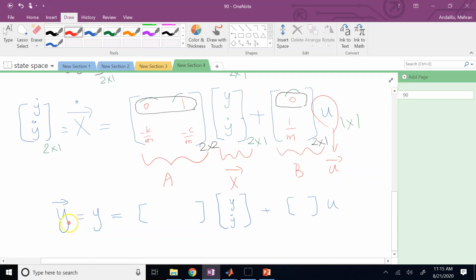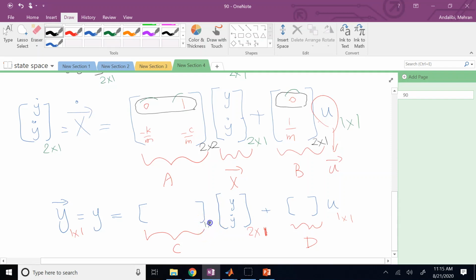Where here, the output is just a 1 by 1, the input is a 1 by 1, and this guy is a 2 by 1, right? So this matrix that I call C and this matrix that I call D, if I want to find their dimensions, what should you multiply by a 2 by 1 to get a 1 by 1?